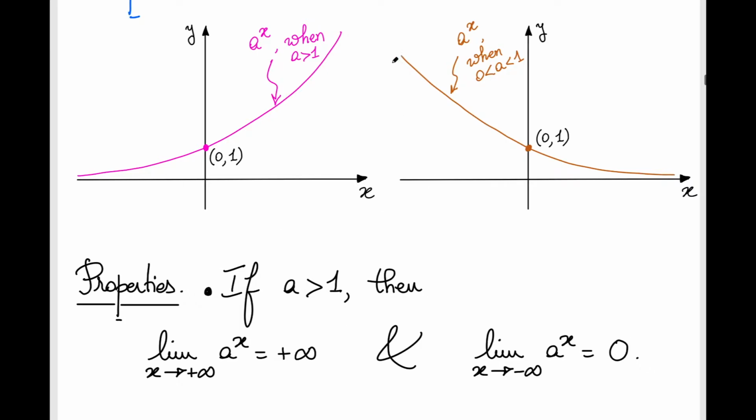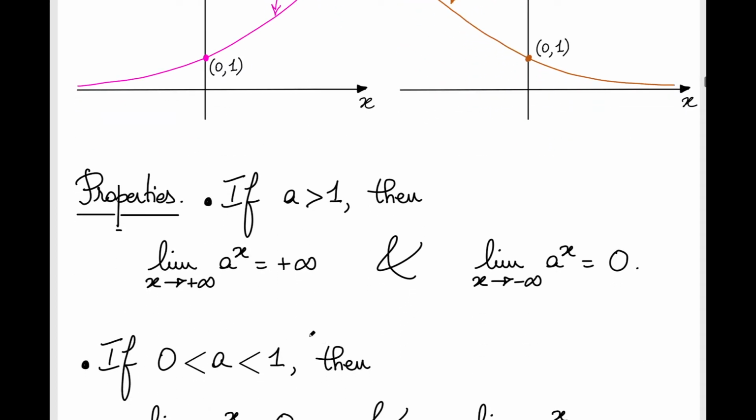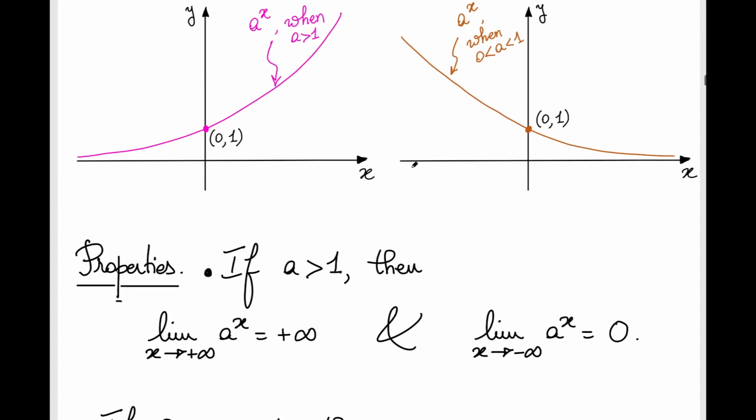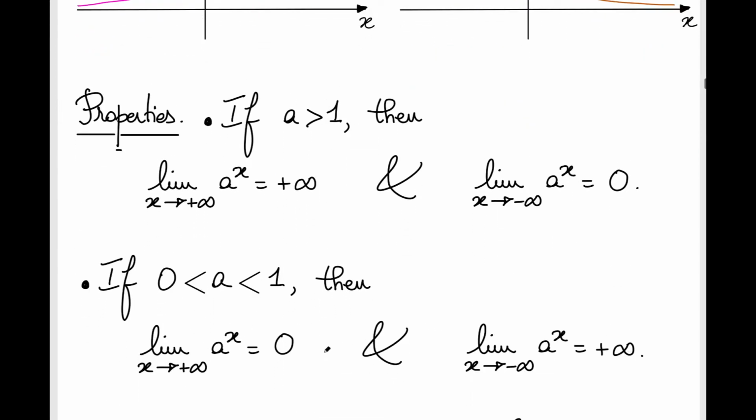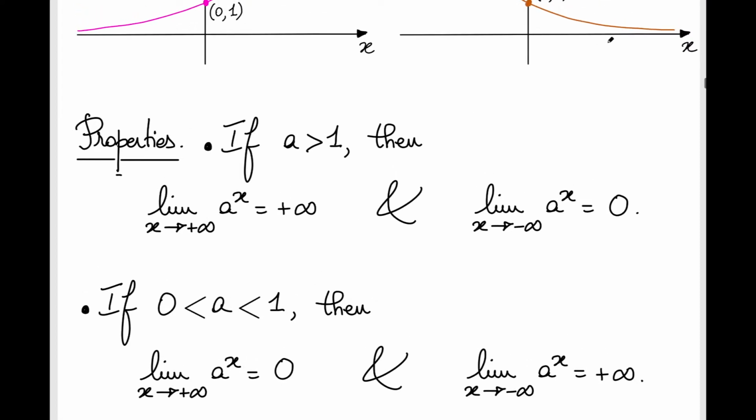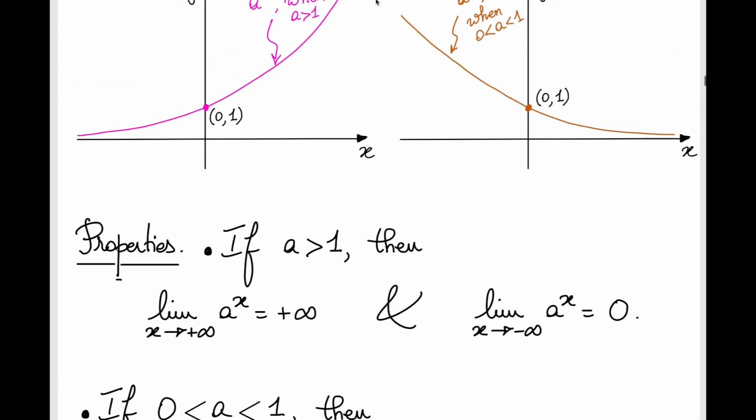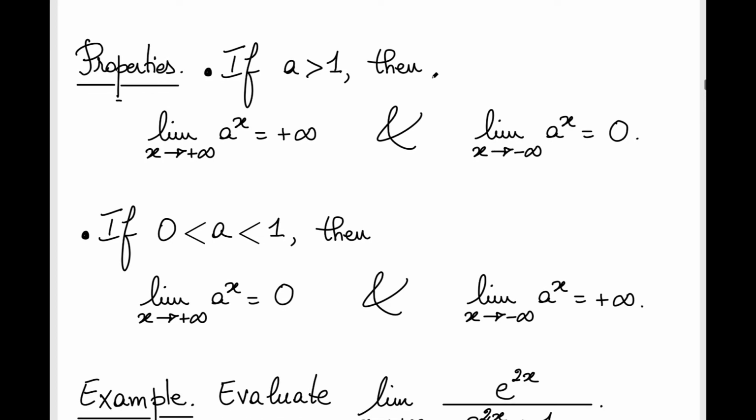Okay, and for the brown trend, this means when the base is between 0 and 1, what can you say when x goes to plus infinity? The function is decreasing to 0. And when x is going to minus infinity, the function is going to plus infinity, right? So if x is going to plus infinity, I'm talking about this part, the function is decreasing to 0. And if x is going to minus infinity, it's going this way, and the function is blowing up this way, plus infinity. All right.